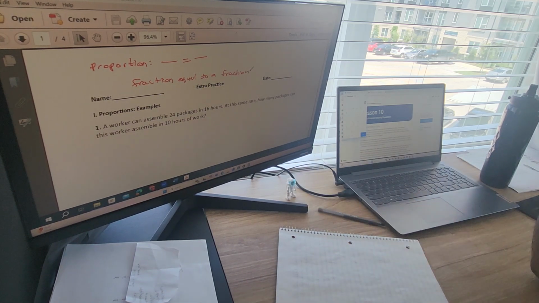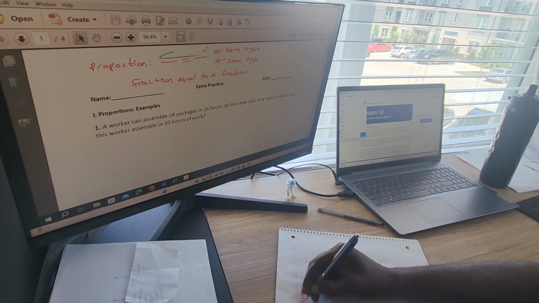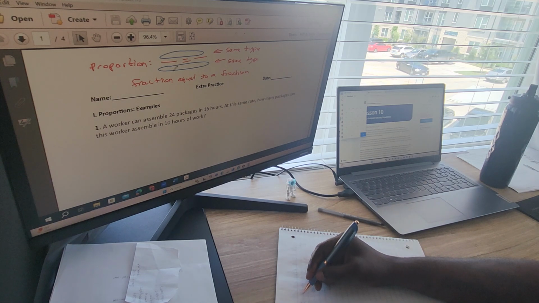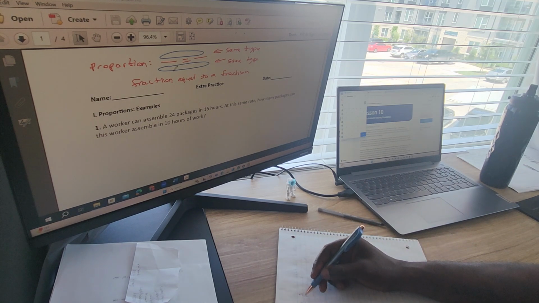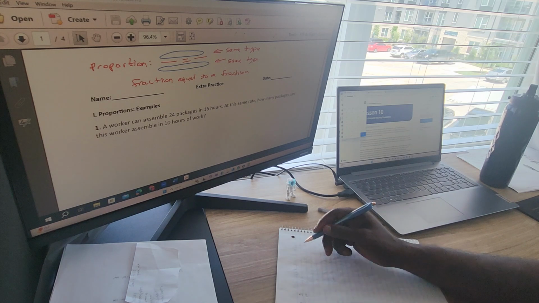So if you have a fraction equals a fraction, that's a proportion. And the numbers at the top have to be the same type of number. So whatever these are, they have to be the same kind of units. Like if you have time, both the numbers on top have to be time. If you have something like they make 4 machines in 3 weeks, the machines would be the bottom, weeks in the top. Those top numbers have to be the same kind of thing. And you'll see when we do problem number 1.